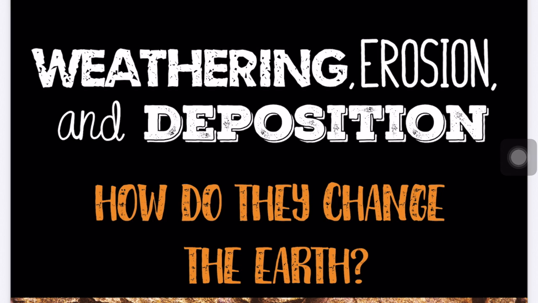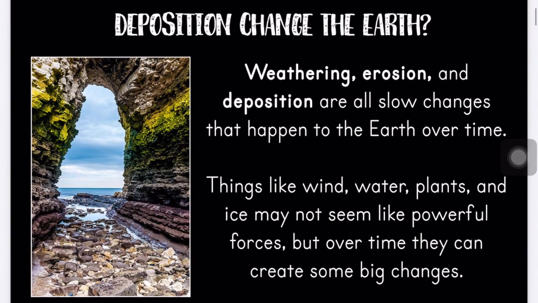We know how volcanoes change the Earth. We know how earthquakes change the Earth. But how do these things change the Earth slowly? Weathering, erosion, and deposition are all slow changes that happen to the Earth over time. Things like wind, water, plants, and ice may not seem like powerful forces, but over time they can create some big changes. Look at this really pretty picture over here. What do you see? And think about how you think this happened.